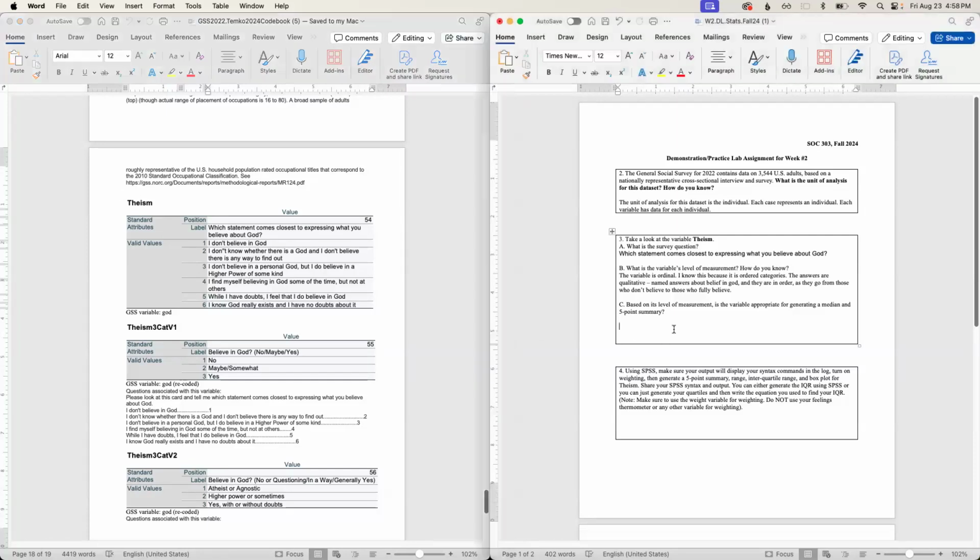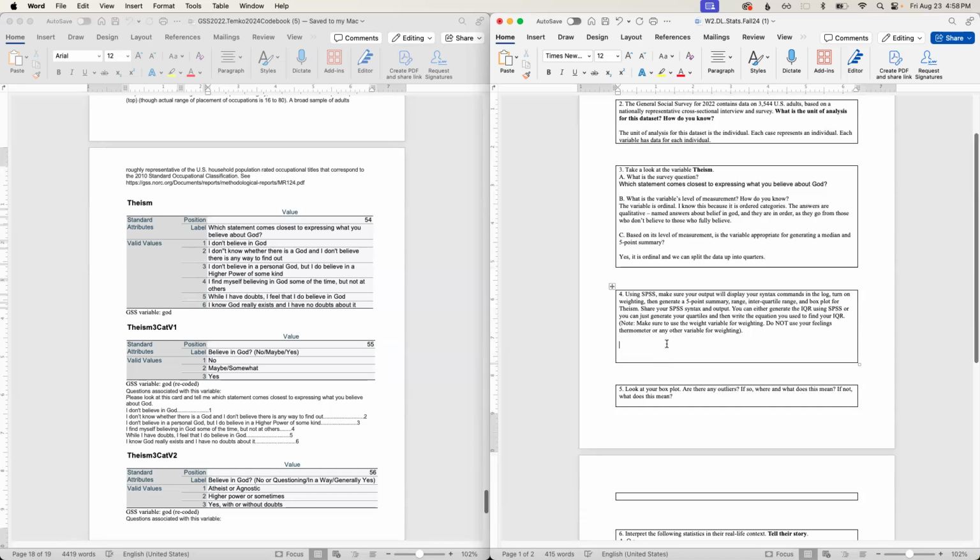So let's say yes, it is ordinal and split the data up into quarters. Okay.